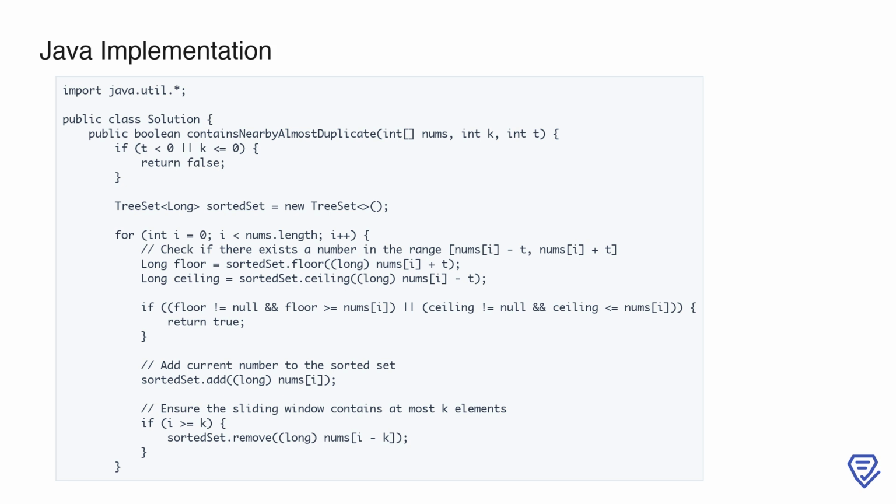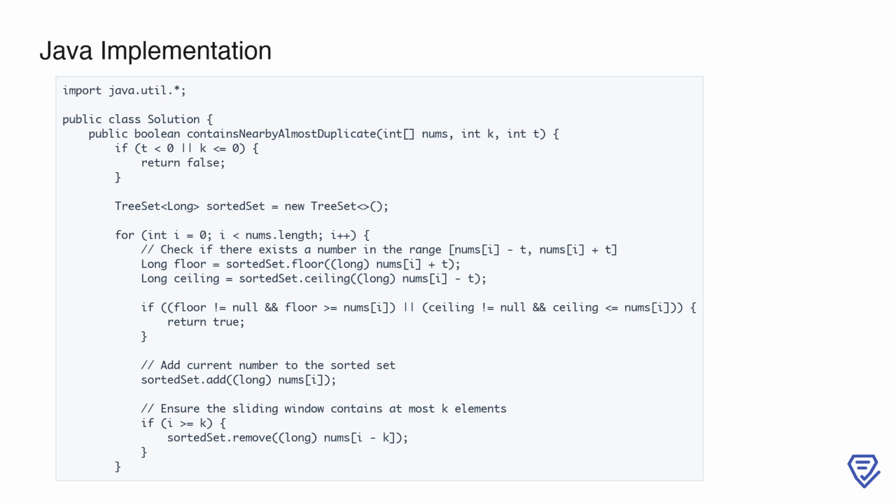For each number, we check if there is a value in the tree set that falls within the range of nums[i] - t to nums[i] + t. To achieve this, we use the floor method to find the largest number less than or equal to nums[i] + t, and the ceiling method to find the smallest number greater than or equal to nums[i] - t. If either of these values satisfies the condition, we return true. Otherwise, we add the current number to the tree set.